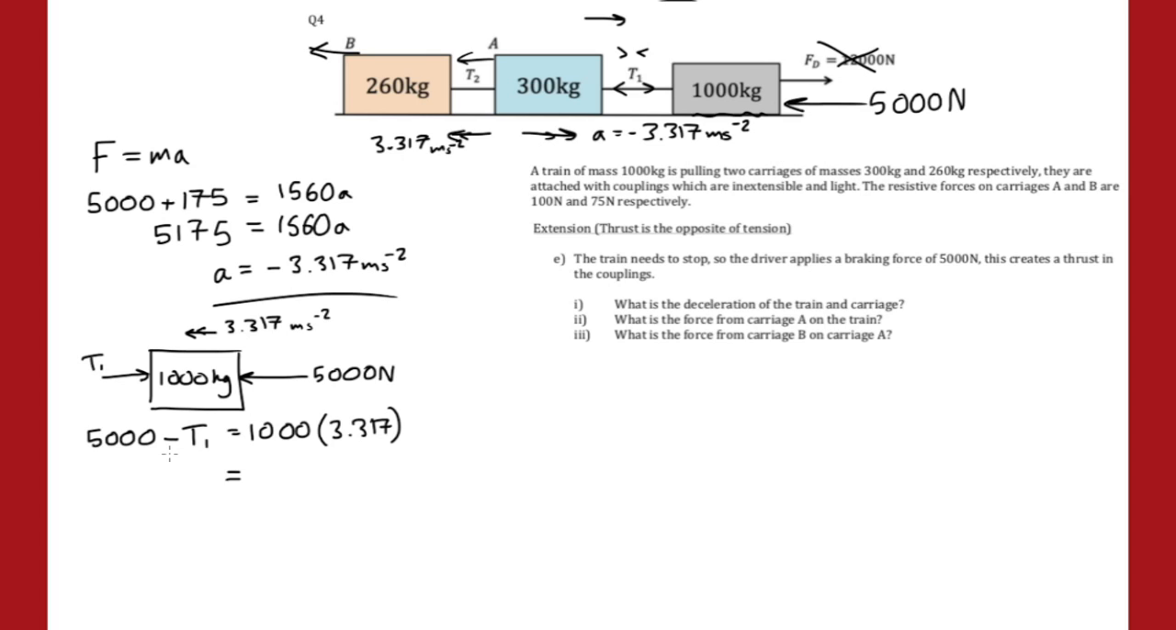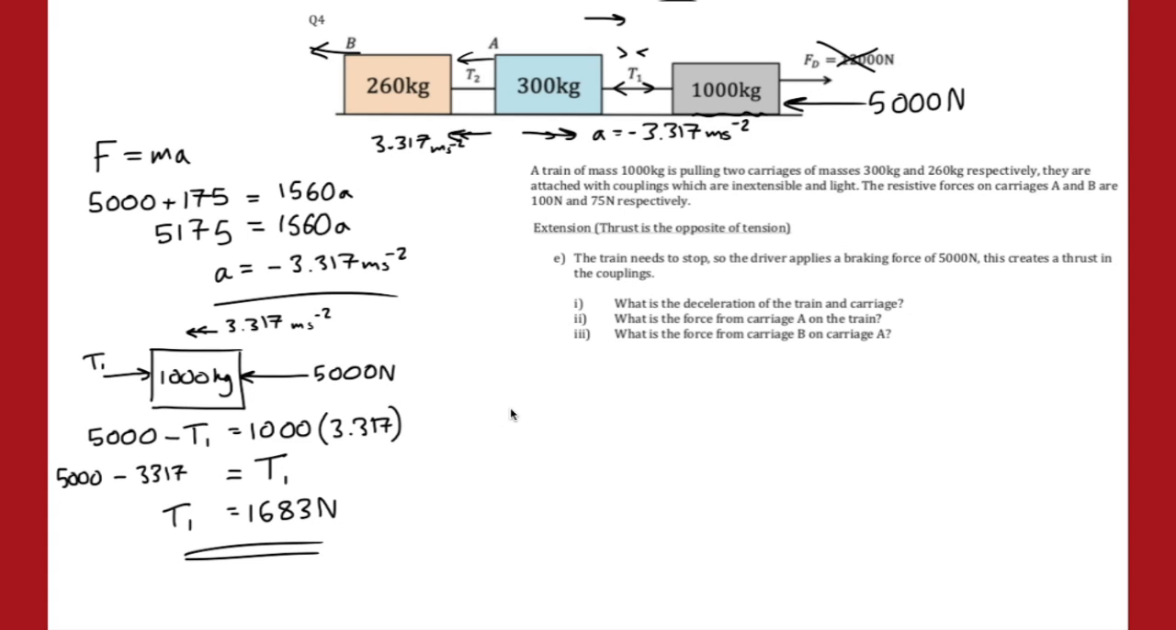Now if I do it this way, I can add this to this side, so I end up with 5,000. I take away my 3.317 from this side, and that gives me my T1, which is 1,683 newtons. Okay, if your answer comes out negative, you've probably done something wrong.